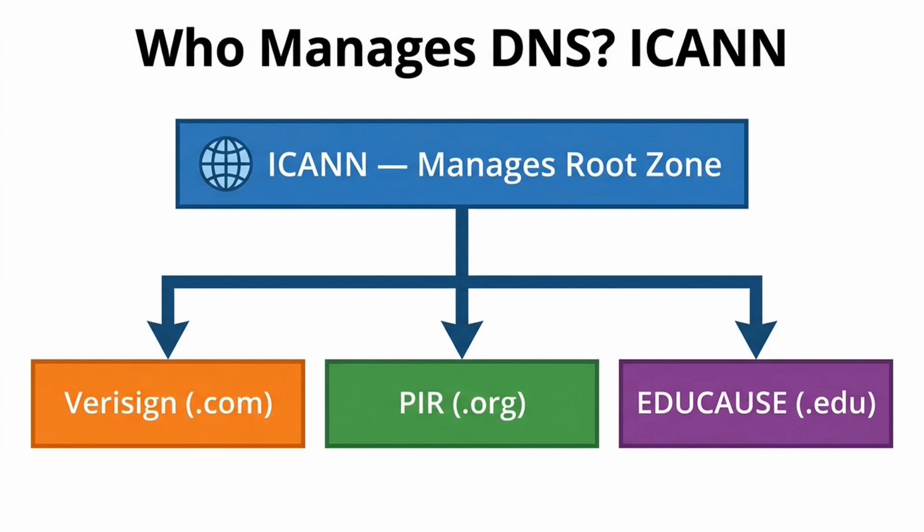So who's actually in charge of all this? The whole DNS system is overseen by an organization called ICANN, the Internet Corporation for Assigned Names and Numbers. ICANN manages the root zone and delegates control of top-level domains to registry operators. For example, Verisign manages .com. ICANN doesn't control what websites exist, it just makes sure the addressing system stays organized and universal.